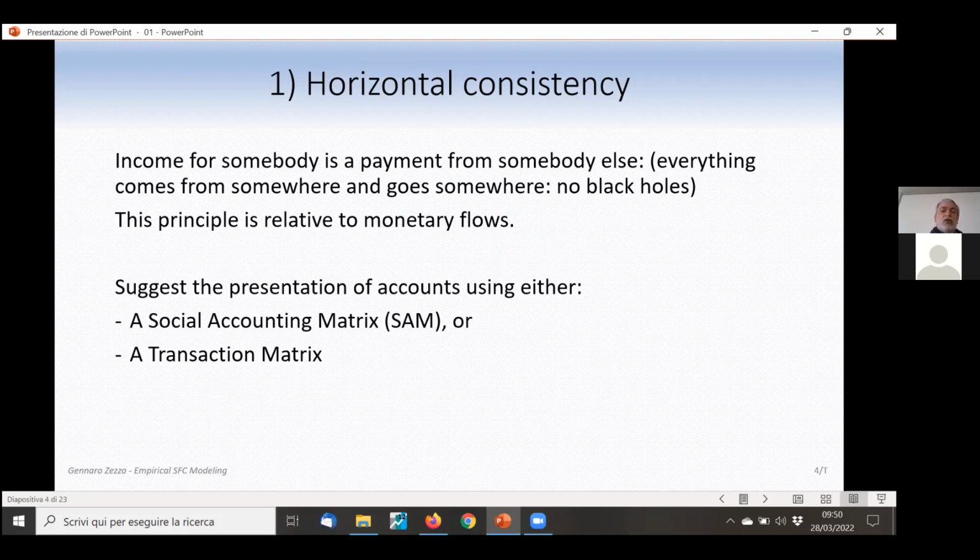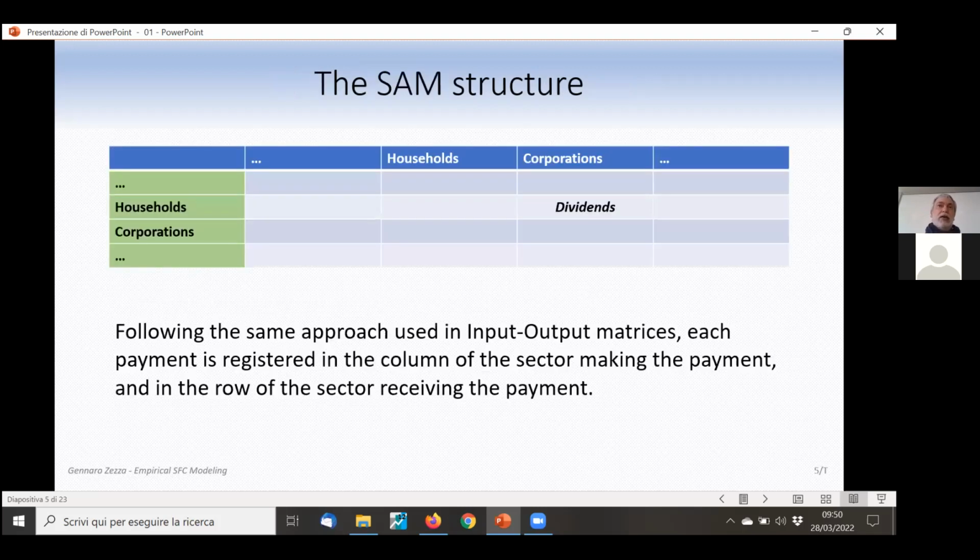Either a social accounting matrix, which I don't know whether you've ever met, and this is the evolution of input-output matrices. So in input-output, we record the payments made by an industry to the other industries or to the workers in a column of a table. So you'd have the household column, with all the payments made by the household sector, and in the rows, you have all the sectors or industries who are receiving the money, so that each cell gets the amount of money paid from one industry or one sector to another.